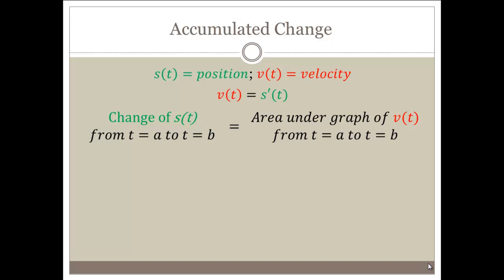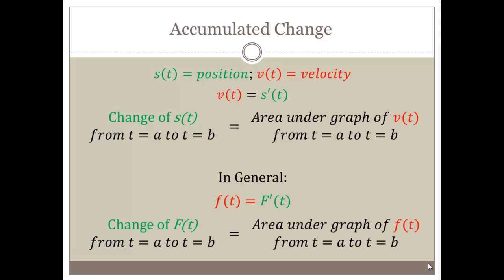But this isn't only true for velocities and positions. In general, if little f of t is the derivative of capital F of t, then the change of capital F from t equals a to t equals b equals the area under the graph of little f of t, the derivative, from t equals a to t equals b. What this means is that we can figure out information about a function simply by knowing its derivative.